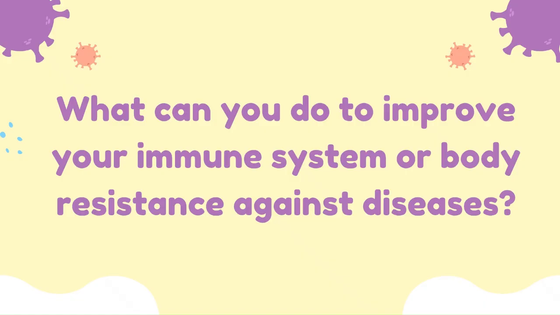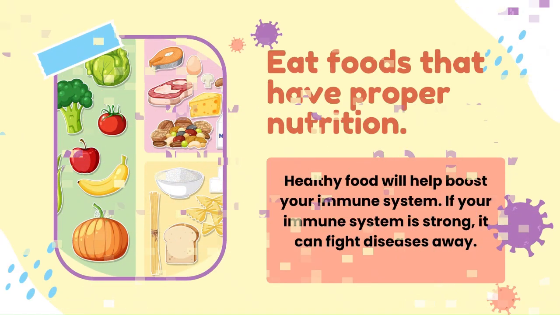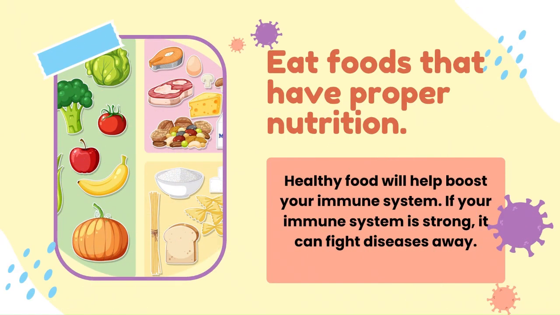So number one is, of course, you need to eat foods that have proper nutrition. So healthy foods like fruits, vegetables, fish, eggs, and milk give your body the nutrients it needs. So healthy food will help boost your immune system. If your immune system is strong, it can fight away diseases.